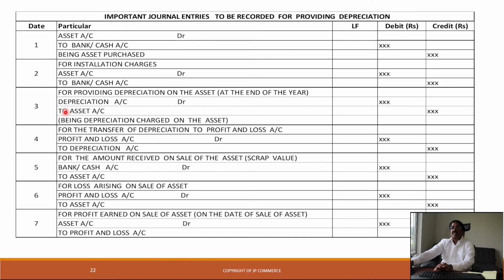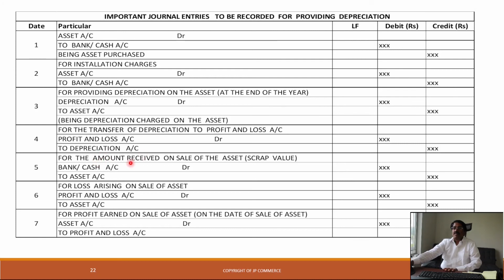Now the important general entries which are to be passed in preparation of the depreciation account or machine account or asset account are these. First, asset account debit to bank or cash account when the asset is purchased. For the installation charges, the same entry is to be passed. Third, for providing depreciation at the end of the year: depreciation account debit to asset account. As depreciation comes under nominal account, debit the depreciation account, because you debit all expenses and losses, and you are crediting the asset account.